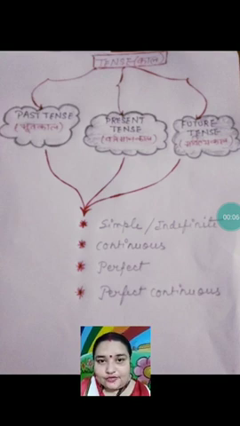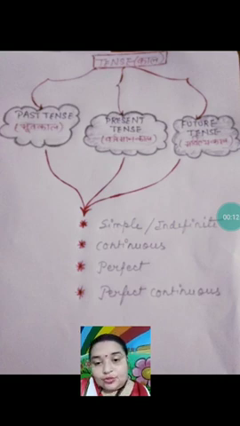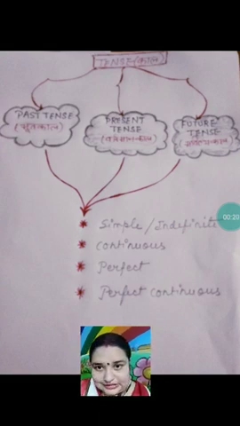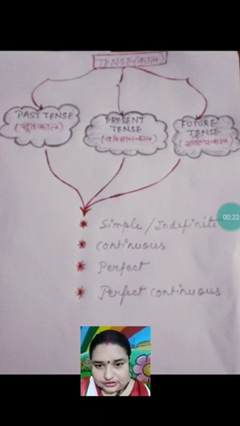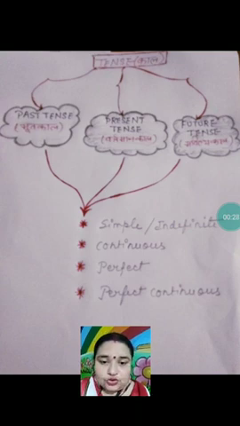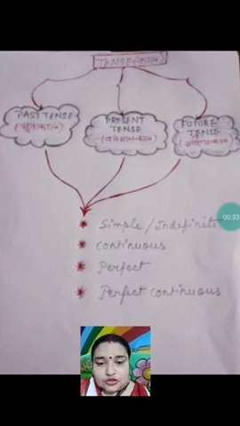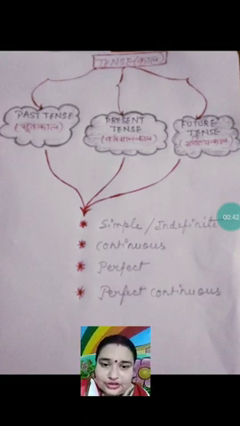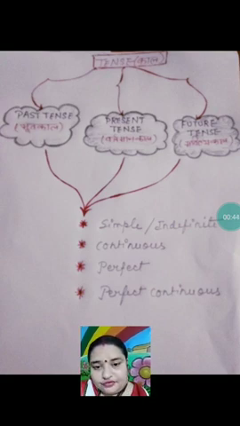In the last class, we discussed tense, the types of tense and their categories. We came to know about three types of tense, right? Past tense, present tense and future tense, and these tenses can be further divided into four categories. Present tense can be divided into four categories: simple present, present continuous, present perfect and present perfect continuous.